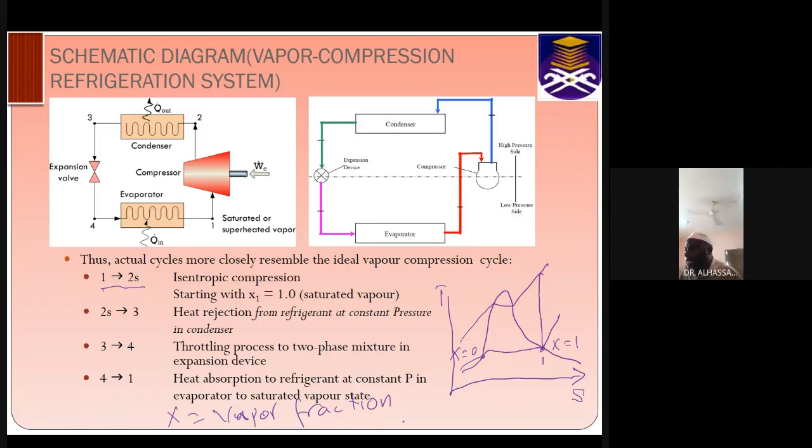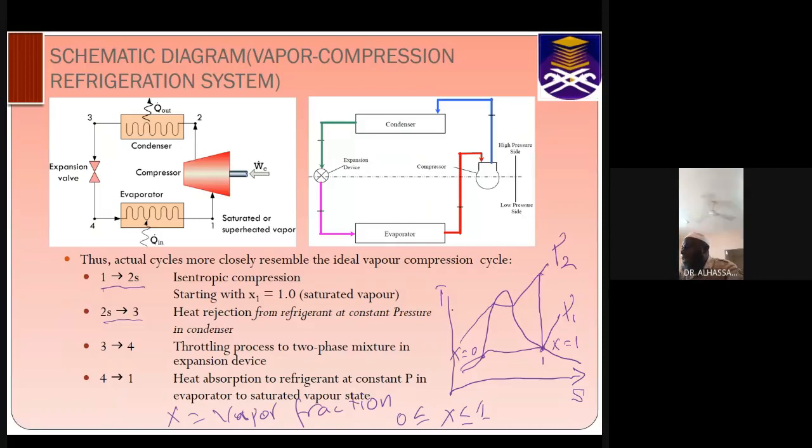So basically, X takes value greater than or equal to 0, but less than or equal to 1. That's the range of value for X. Now, process 2 to 3, heat is rejected from a refrigerant at constant pressure. So you see, here this is the pressure line. Let's say this is P1, this is P2.